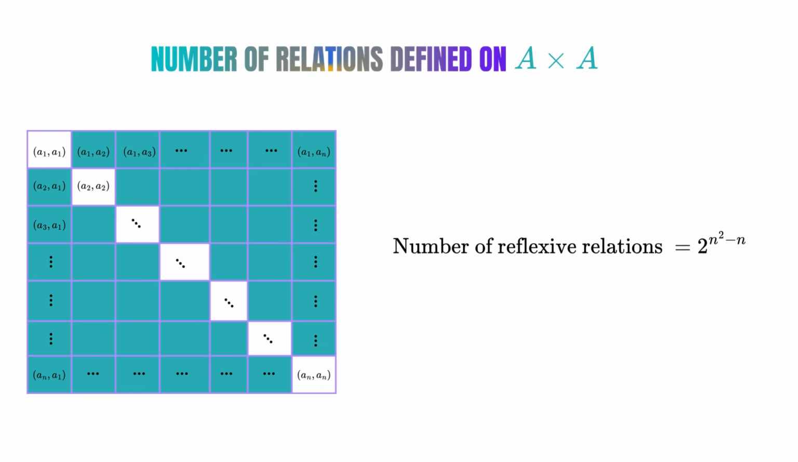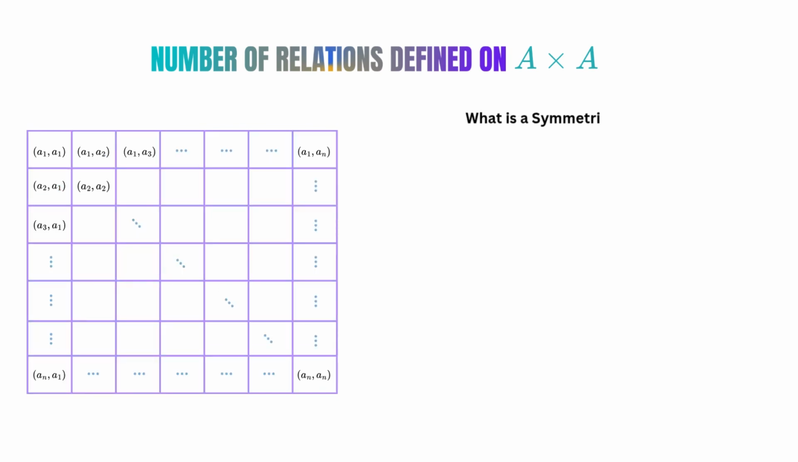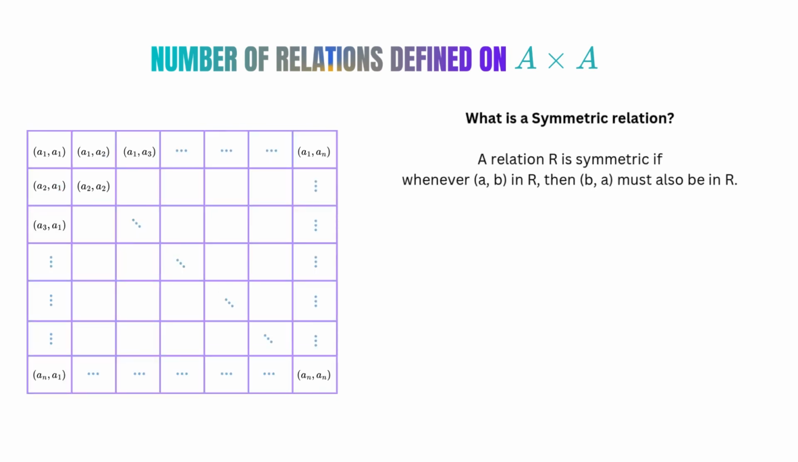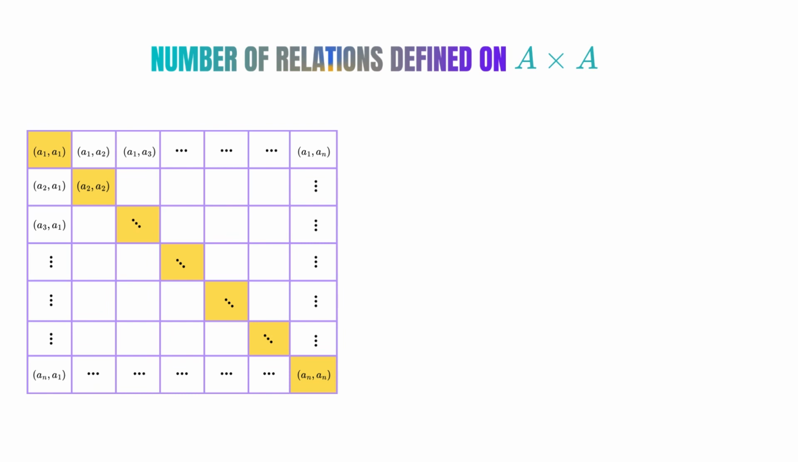Now let's talk about symmetric relations on a set A. What is a symmetric relation? A relation R is symmetric if, whenever (a, b) is in R, then (b, a) must also be in R. Let's break the matrix into two parts. First, diagonal elements, pairs of the form (a, a). There are exactly n of these. Each diagonal element can be either included or not, so we have two choices for each diagonal element. That gives us the number of choices for diagonal elements as 2 raised to the power n.